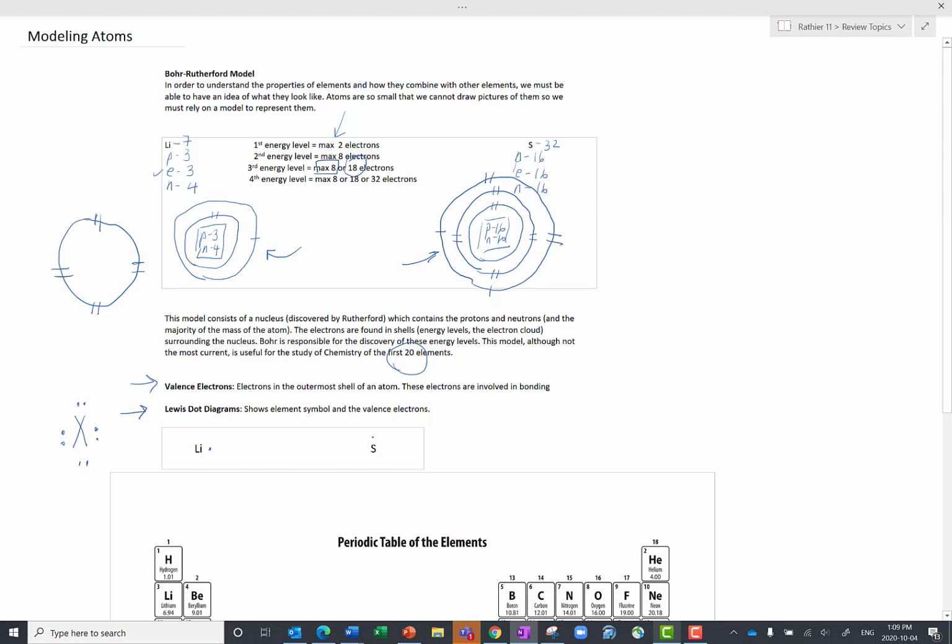With sulfur, I've got 6 valence electrons. So I've got 1, 2, 3, 4, 5, 6. Okay, I could also draw it like that. That would be fine too. Okay? You just want to quickly be able to see, okay, sulfur has 6 valence electrons.